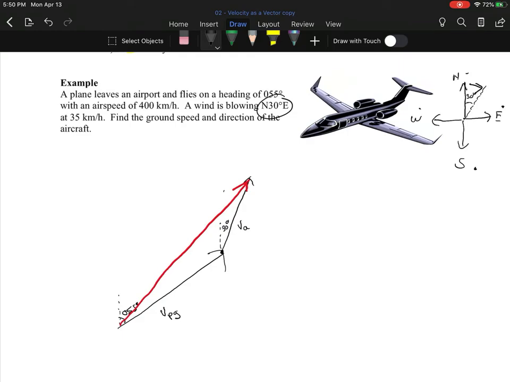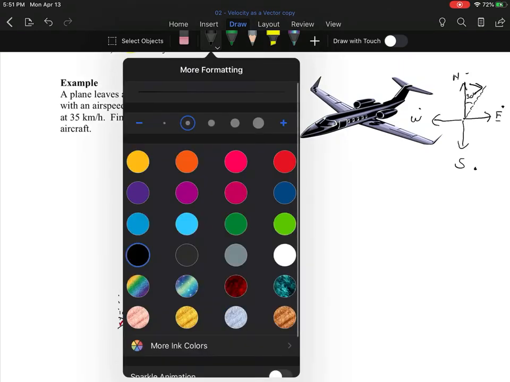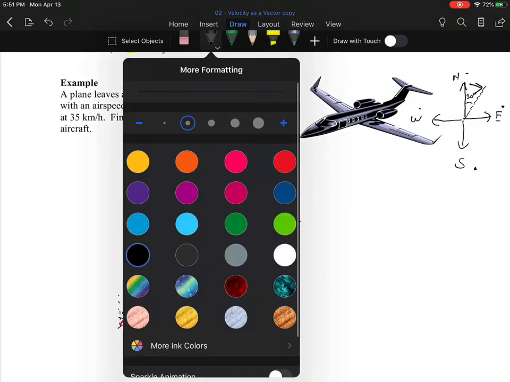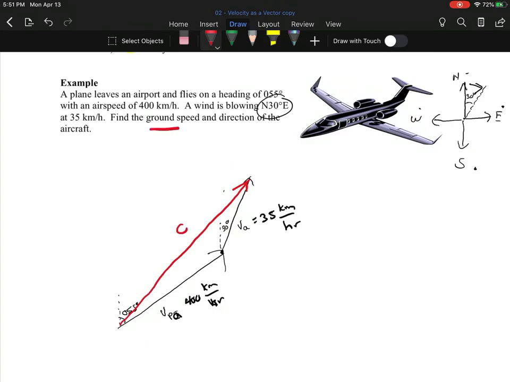So we're in great shape because when you look at this, I hope you immediately start thinking of cosine law. And the reason I'm thinking of cosine law is I know the velocity of the plane relative to the ground. And that's 400 kilometers an hour. Sorry, this is velocity of plane relative to the air. That's 400 kilometers an hour, and the velocity of the air is 35 kilometers per hour.